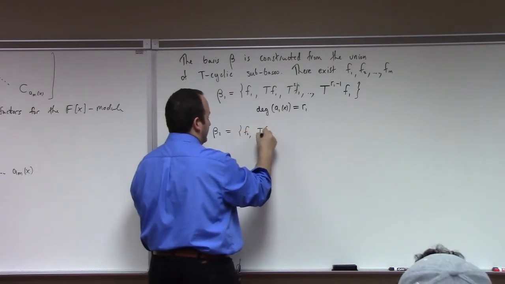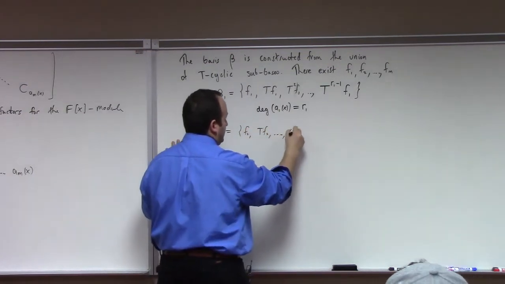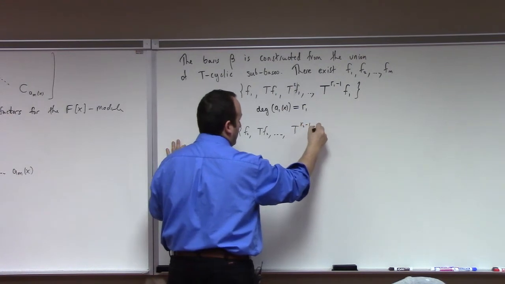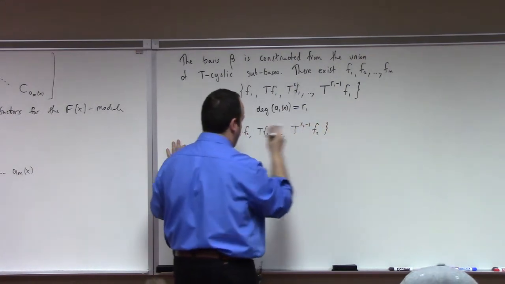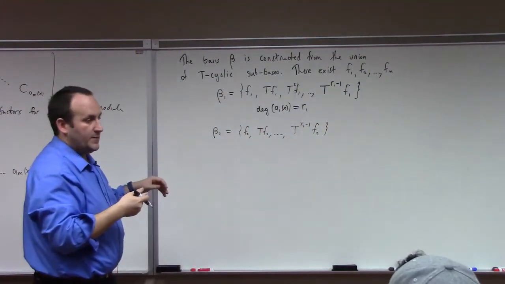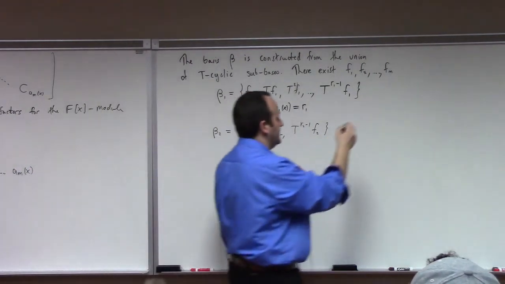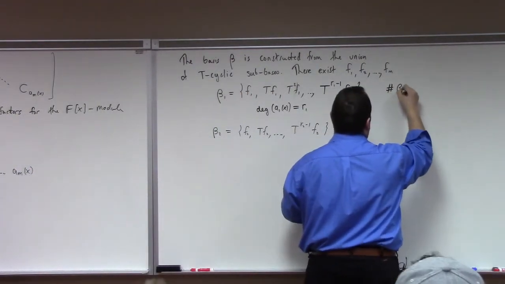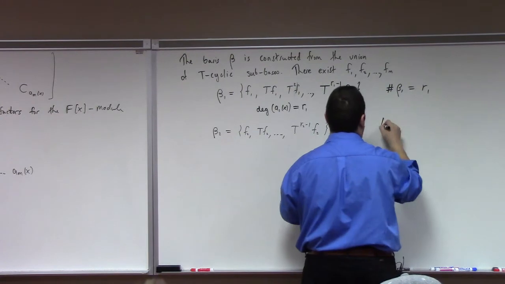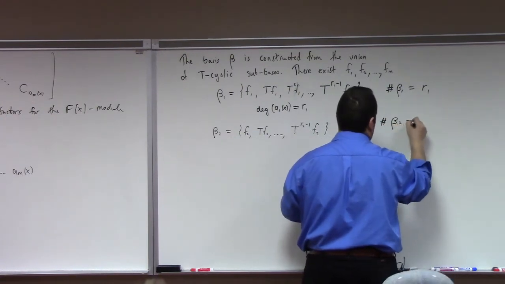F2, T F2, up to T to the R2 minus 1 of F2. So the number of vectors in beta 1 is R1. The number of vectors in beta 2 is R2.